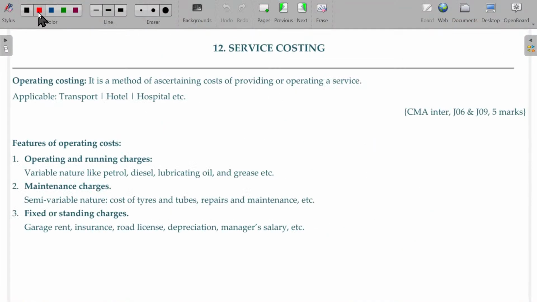So we'll now deal with service costing, otherwise named as operating costing. It is a method of ascertaining the cost of providing or operating a service like transport, hotel and hospital. You have to find out the cost for running the hotels and transports and hospitals and all.